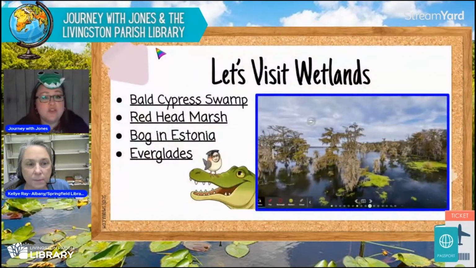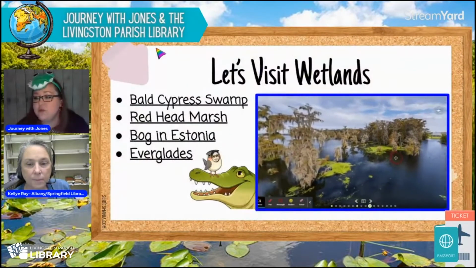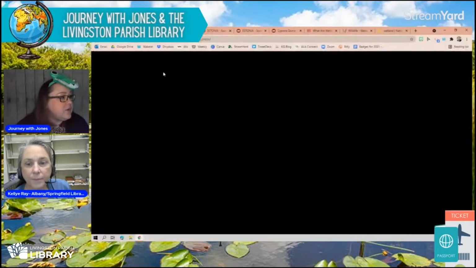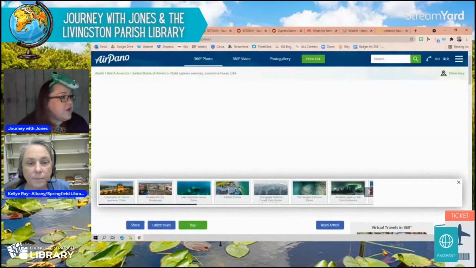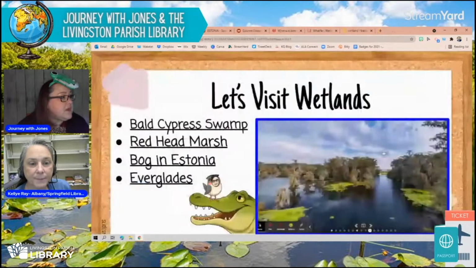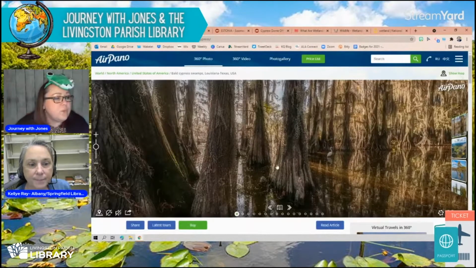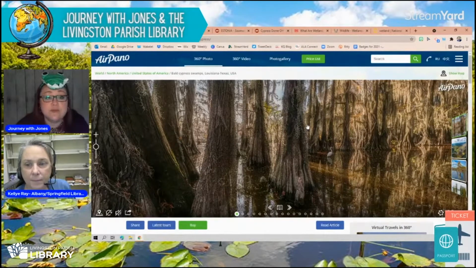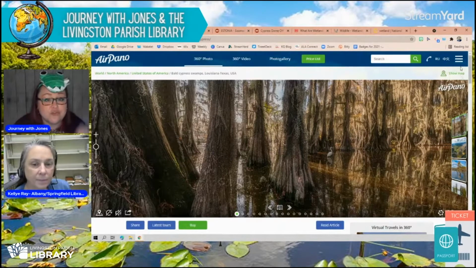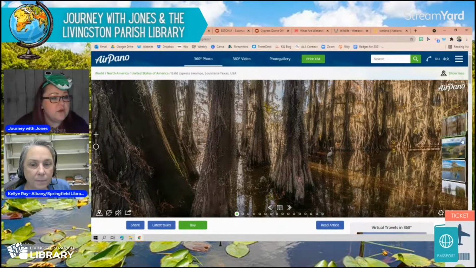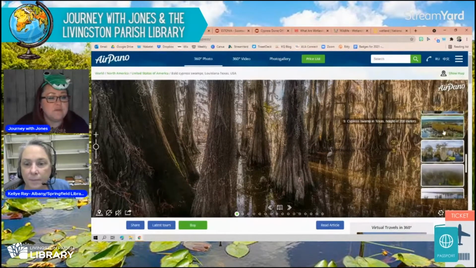So we are going to take a look at several wetland habitats. The first one we are going to look at is a bald cypress swamp. Now, this website that we're looking at right here is called AirPano. AirPano is a really cool free website where you can look up all sorts of different locations, and sometimes they have virtual trips. And over here on the side are different pictures.